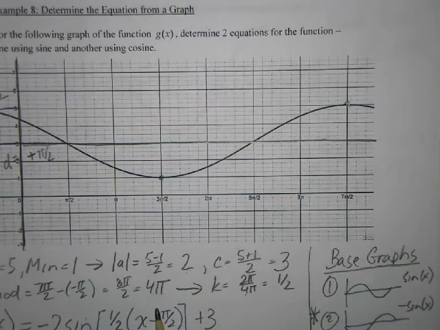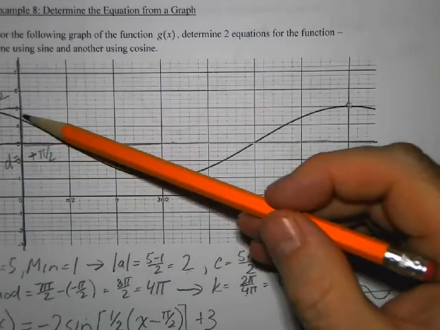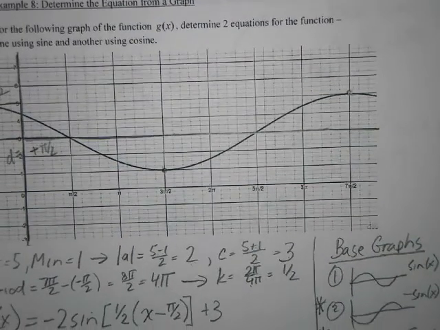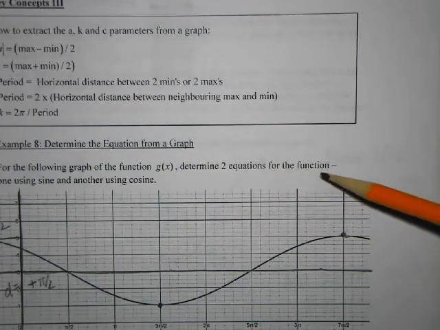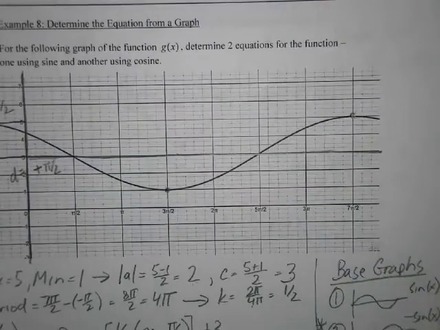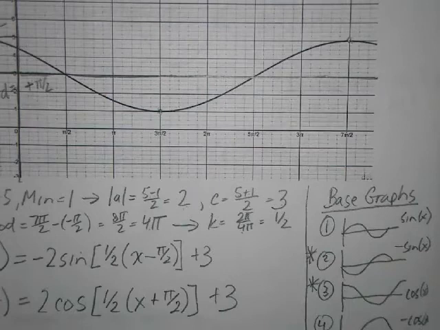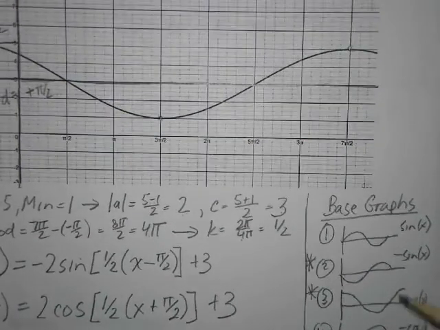So I would say probably cosine, because it's pretty close to the maximum. Now, I forgot to mention here, the question's asking for 2 equations of the function, one using sine and the other using cosine. So we really have to pick 2 of these. Okay, so let's start with, well, I wrote down the sine ones first, so let's do that.